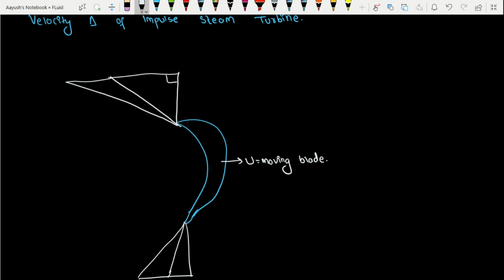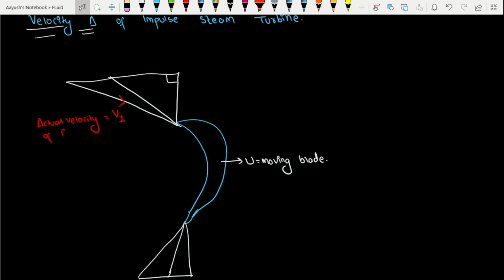Now let's talk about the velocity triangle of the impulse turbine. So here I have drawn the velocity triangle of the impulse turbine. Let's see what the different things are. The first line is called V1, and it is the actual velocity of the fluid.